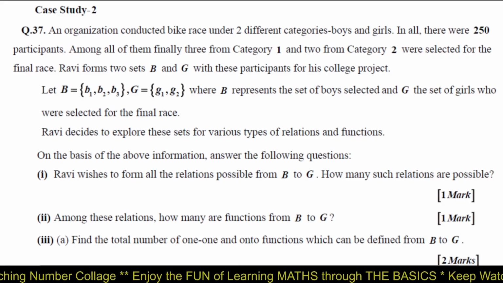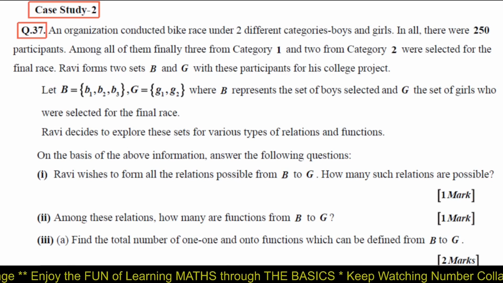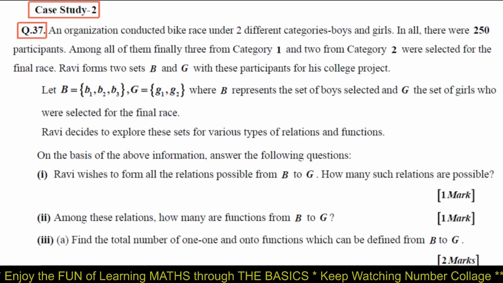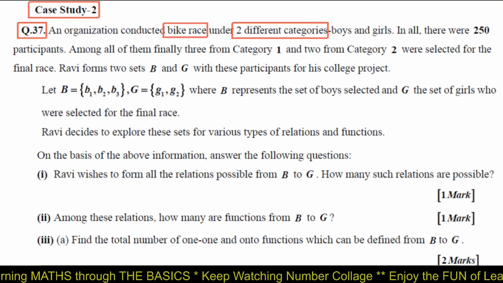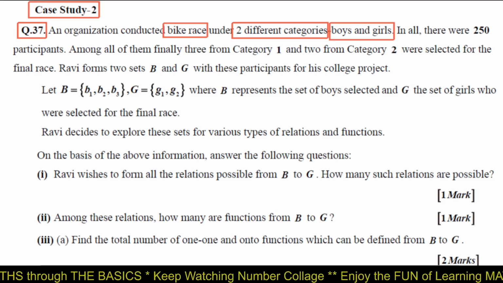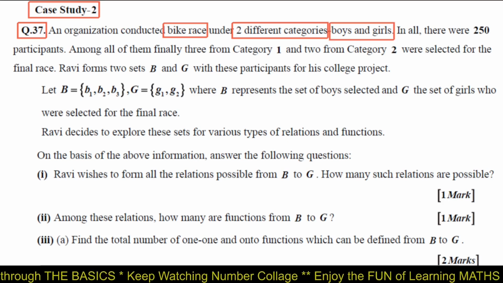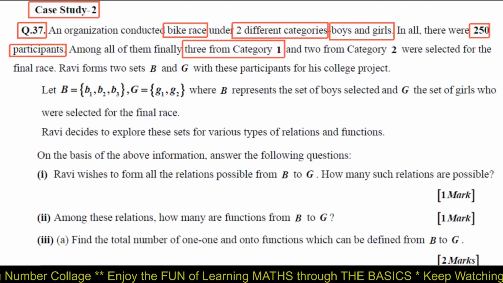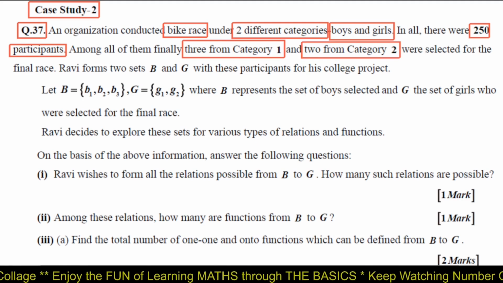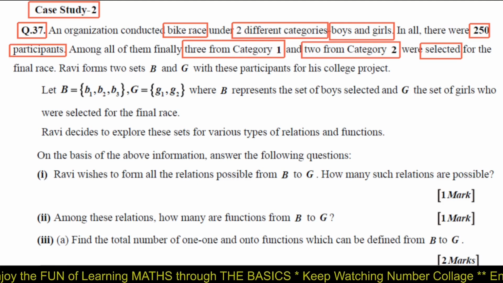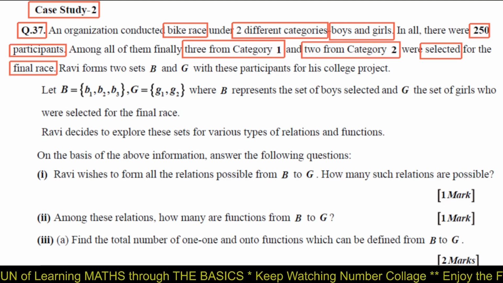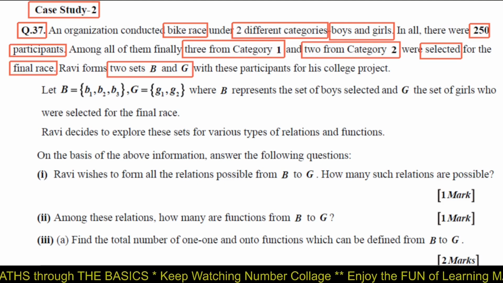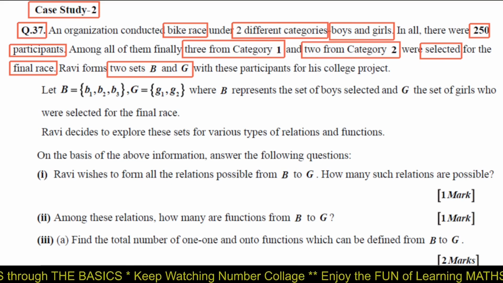Case study 2, question number 37. An organization conducted a race under 2 different categories of boys and girls. In all, there were 250 participants. Among all of them, finally, 3 from category 1 and 2 from category 2 were selected for the final race. Ravi forms 2 sets B and G with these participants for his college project.